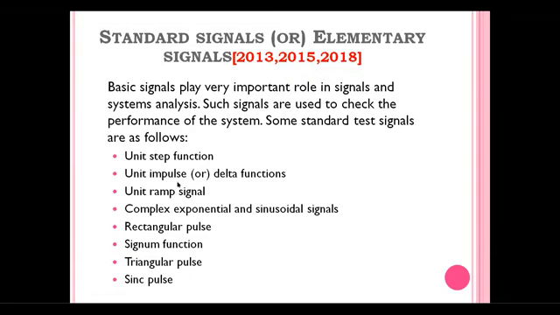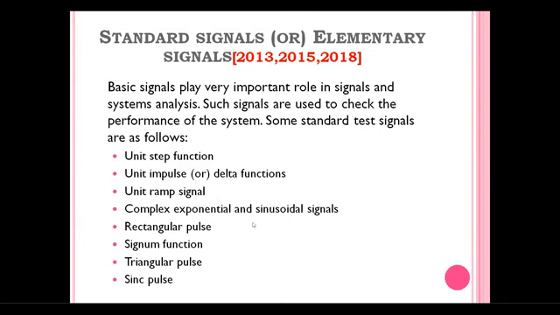The second one is the unit impulse signal, otherwise called the delta function. The third one is the unit ramp signal. The next one is the complex exponential signal and sinusoidal signal. Then another one is the rectangular pulse signal. Then the signum function, a triangular pulse, a sinc pulse and so on. These are some of the standard signals used in our field in a frequent manner.